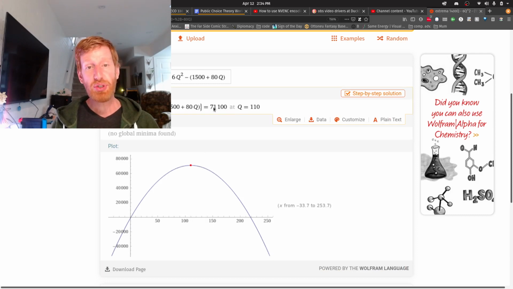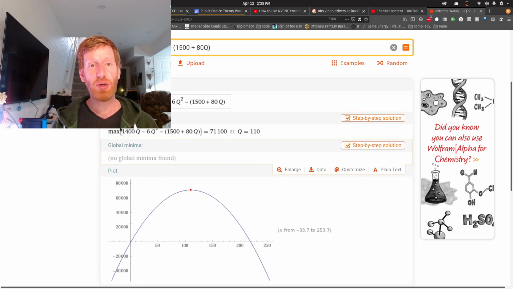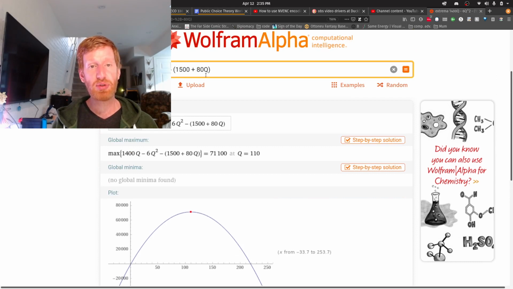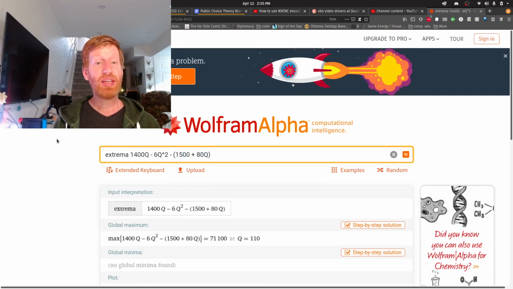So we've got a solution, 71,100 at a quantity of 110. That is right up here. This certainly looks right when we examine this. We've got a q squared. There's no q squared here. So the overall shape is a parabola. This passes our smell tests. In this case, it's relatively easy. We have this nice, well-behaved polynomial.